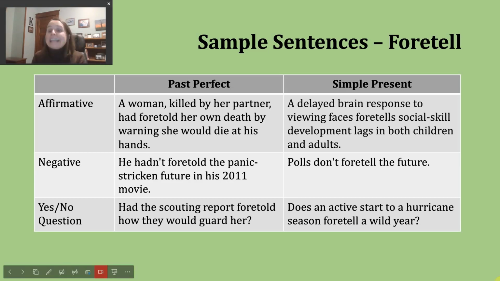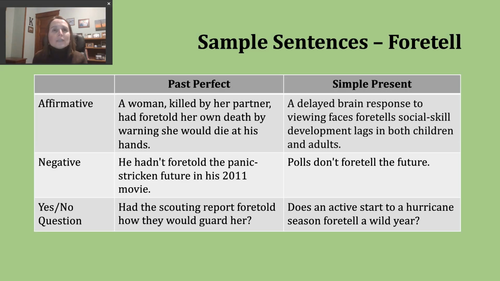Now, if you want to make a negative simple present sentence, again, pay attention to your subject. If the subject is I, you, we, or they, use do not and then the base verb. Or you could use don't and then the base verb. If your subject is he, she, or it, use does not and then the base verb. Notice I'm not adding an S to the end of the verb here in the negative. Let's look at another example.